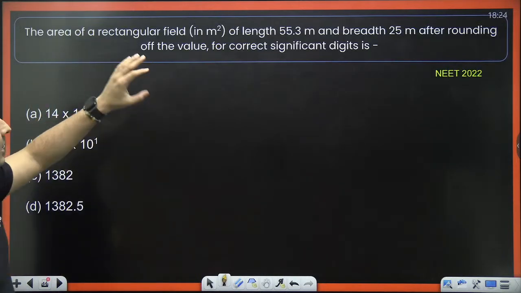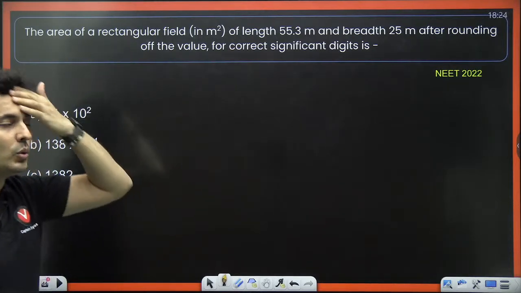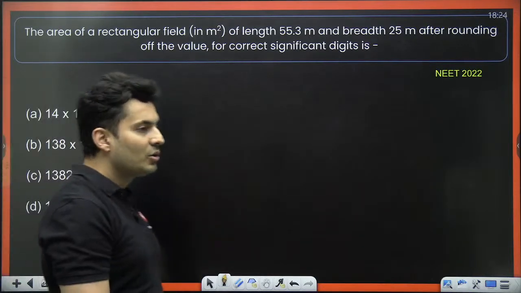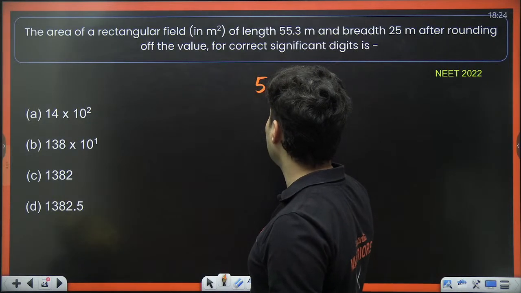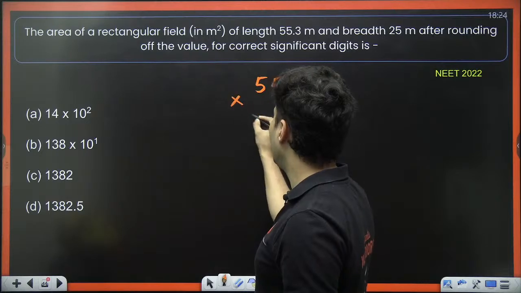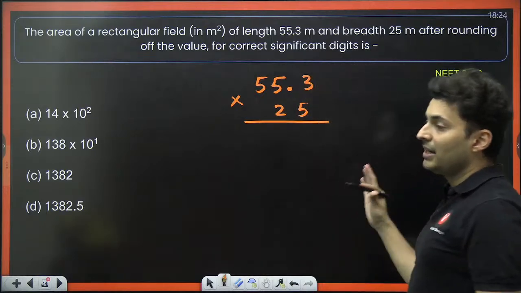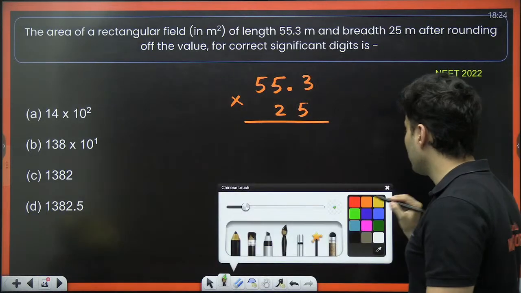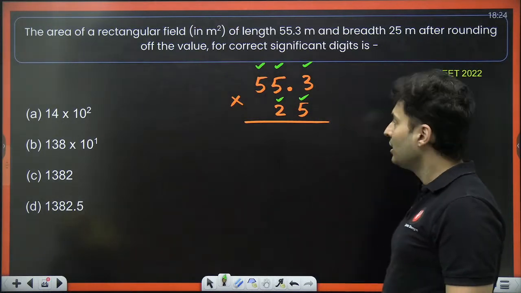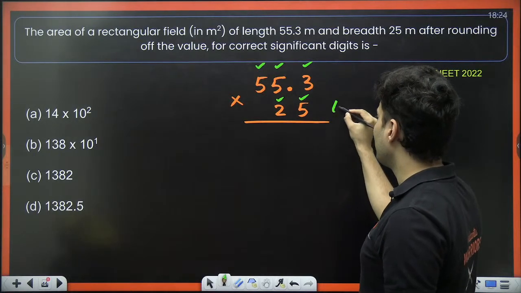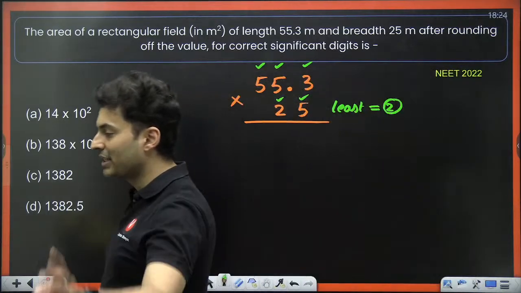The area of a field is how much if the length and the breadth are given. This was asked in NEET 2022, using correct significant figures. Come on, do the multiplication. 55.3 multiplied by 25. See what number you get, but then you have to keep in mind the significant figures, because multiplication always involves significant figures, not decimal places. There are two significant figures here, so the least significant figure is 2. So the final answer should also have two significant figures.